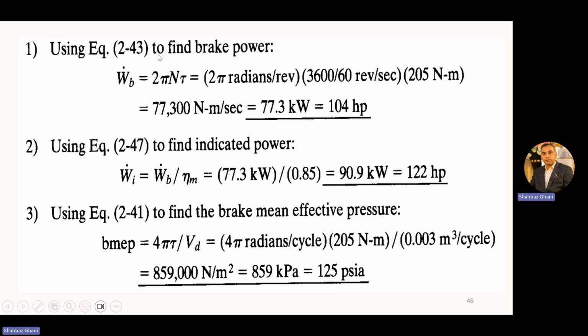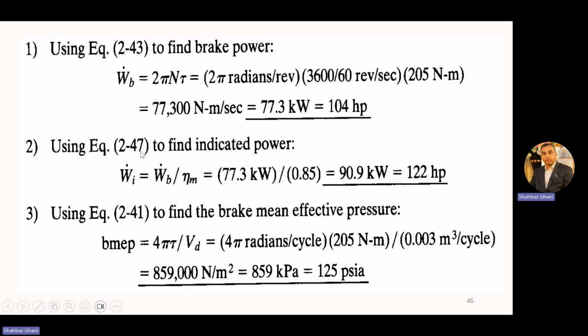Using this equation, we know that the brake power is equal to 2 pi n times tau. We know 2 pi radians per revolution. The RPM is 3600 divided by 60, which gives revolutions per second. The dynamometer is giving us a torque of 205 Newton meter. So we can find the brake power, that is 77,300 Newton meter per second. Converting into kilowatts and horsepower, it is like this. Now we have found the brake power.